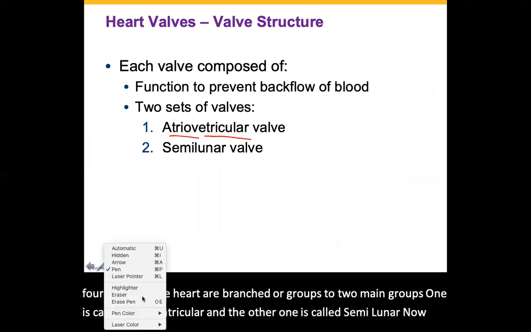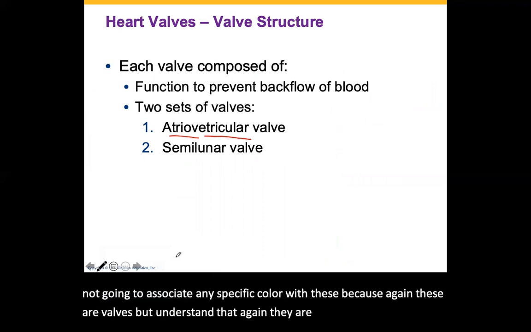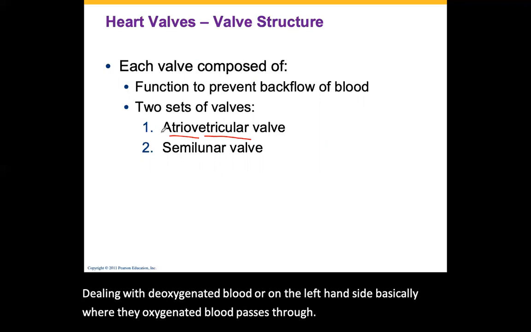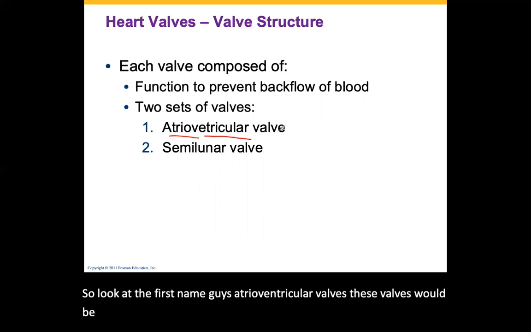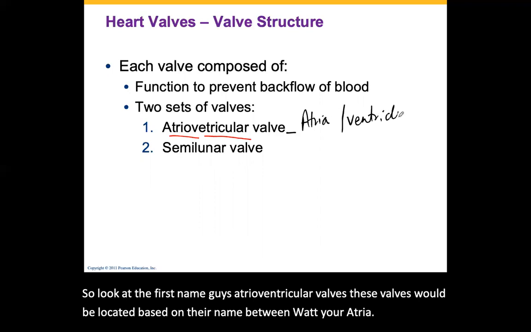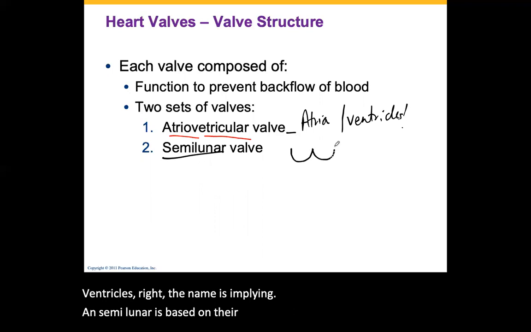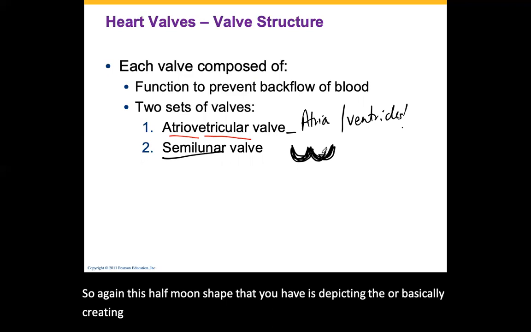Now, I'm not going to associate any specific color with these because, again, these are valves, but understand that they're located either on the right-hand side, dealing with the deoxygenated blood, or on the left-hand side, where the oxygenated blood passes through. Look at the first name, guys, atrioventricular valves. Based on their name, these valves would be located between what? Your atria and your ventricles, right? The name is implying that. And semilunar is based on their shape. Basically, they will be half moons. This half moon shape creates the name semilunar for these valves.